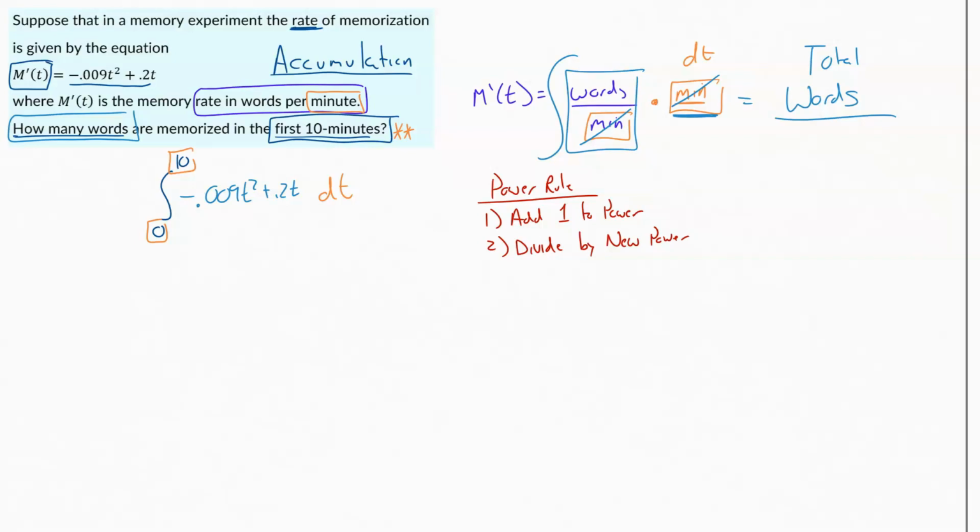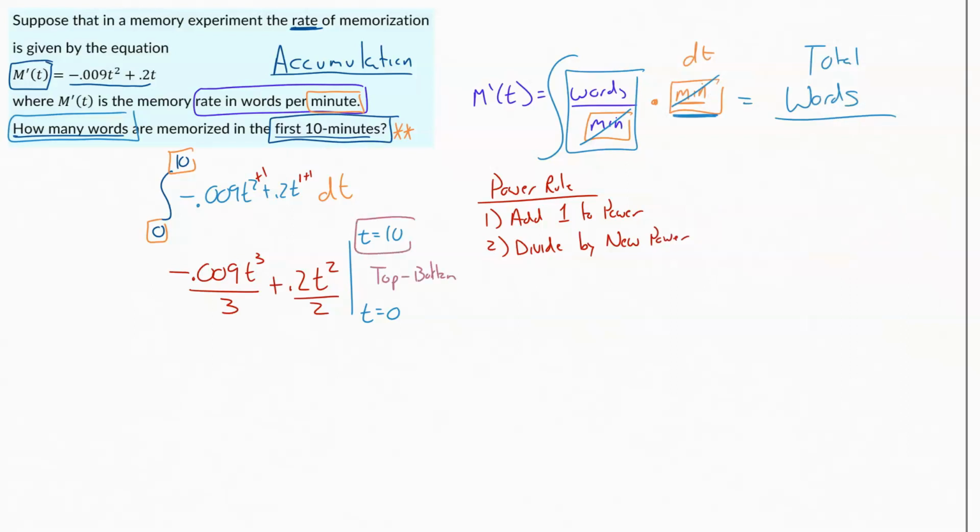So working our way through this, we would get negative 0.009, and then adding 1 to the power, we would get t to the third, divide by that new power of 3, plus we get 0.2, and then that's an unwritten 1 on that, so adding 1 to the power gets us t squared, and then divide by that new power. And because this is a definite integral, we get this evaluated from t equals 0 to t equals 10. Getting that final answer, you just apply what I refer to as the top minus bottom method.